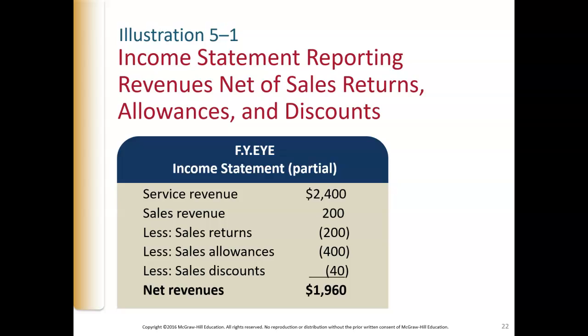This shows how these various contra accounts will show up on an income statement. We have our revenue, service revenue and sales revenue. Then these contra accounts are subtracted from our revenues to come up with our net revenues. We'll subtract our sales returns, our sales allowances, and our sales discounts to come up with our net revenues. Make sense? Any questions so far?